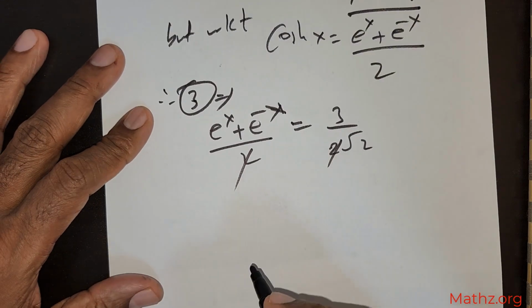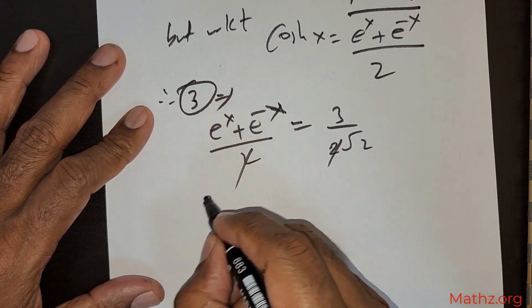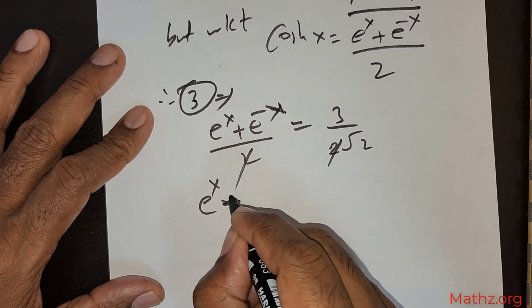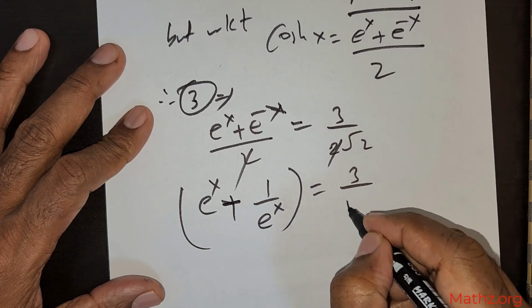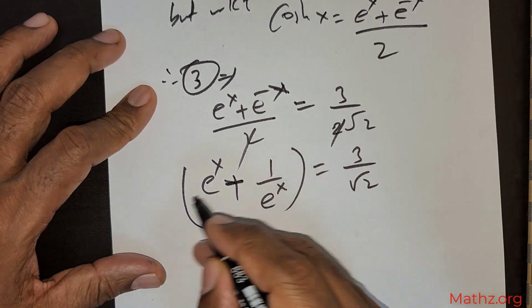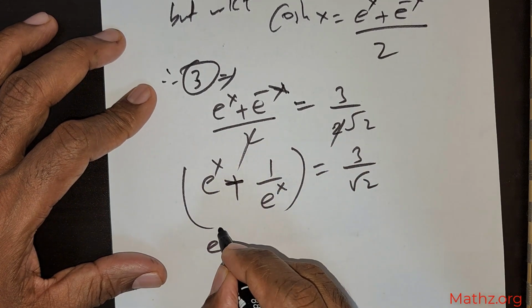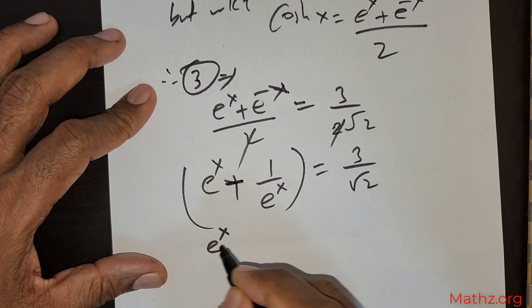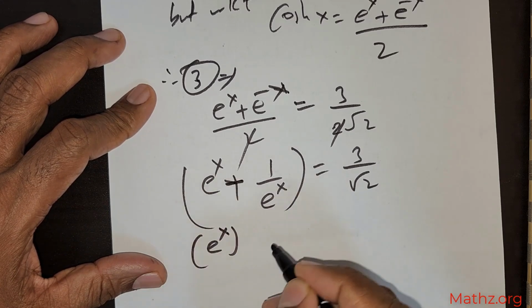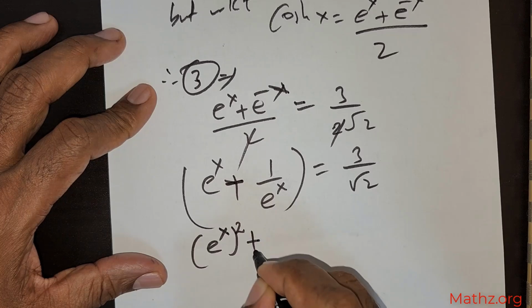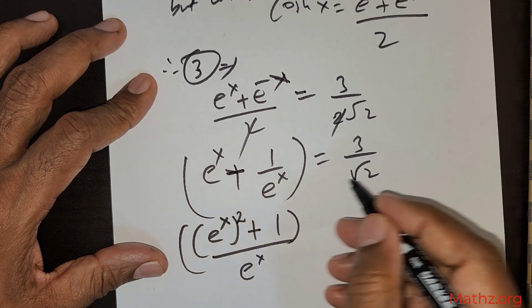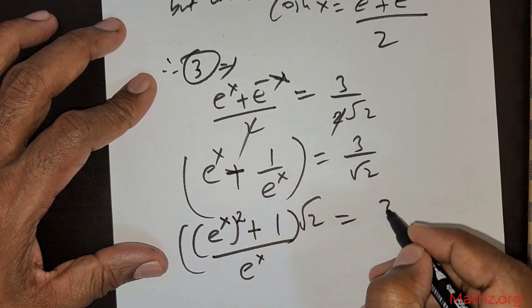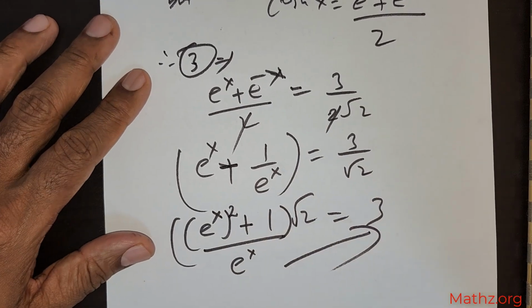2 gets cancelled. Now this is rewritten as e raised to the power of x, positive 1 over e raised to the power of x is equal to 3 over root 2. Now take the LCM, you get e raised to the power of x, the whole squared, positive 1 divided by e raised to the power of x. Now you have a root 2, so place the root 2 there, and you have a 3 there, so you cross multiply.